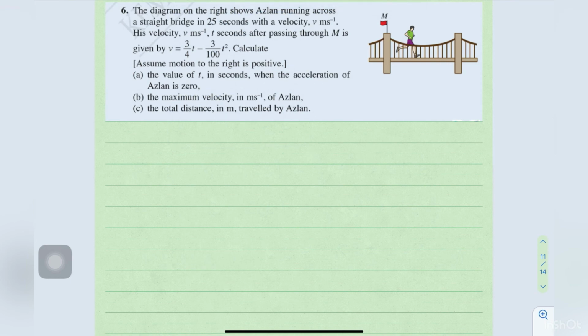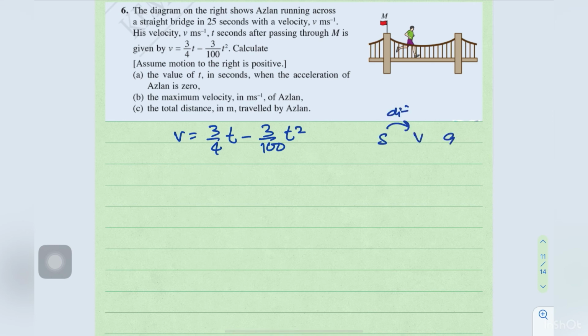Question number 6. The diagram on the right shows Azlan running across a straight bridge in 25 seconds with a velocity v meters per second. His velocity t seconds after passing through M is given by v equals 3 over 4 t minus 3 over 100 t squared. Calculate the value of t in seconds when the acceleration of Azlan is 0. So from v to a we differentiate, and from a to v, or v to s, we integrate.